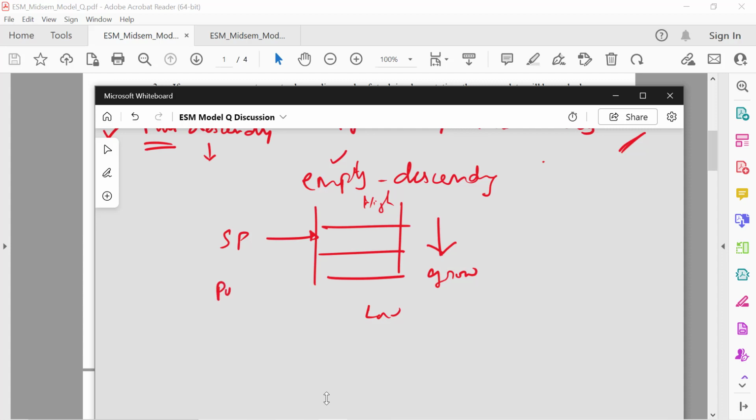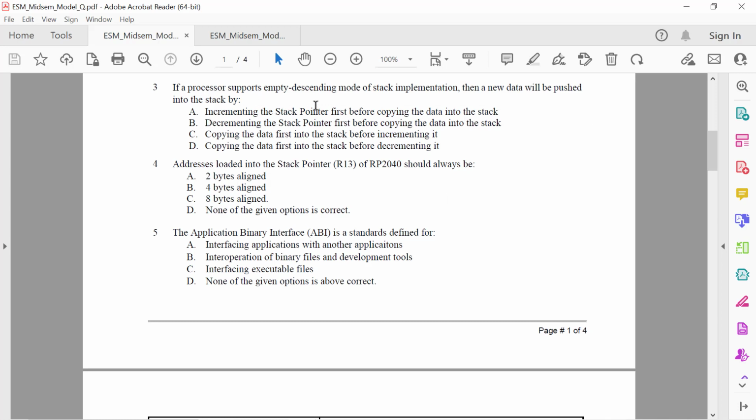That means if I do a push operation, the new data, whatever push I am doing, is going to sit here, and then I am going to decrement it. Okay, that's all it is. And how am I going to decrement it? I am going to decrement by 4 because the stack width is always 4 bytes. Now, which are the options as correct? If a processor supports empty descending mode of stack implementation, then a new data will be pushed into the stack. I may ask you even about popping a value from the stack. Here it is pushing, so you have to imagine pushing, and then what operation will be done? Because it is going to be pointing at the empty location, the data should be copied first. So copying the data first happens.